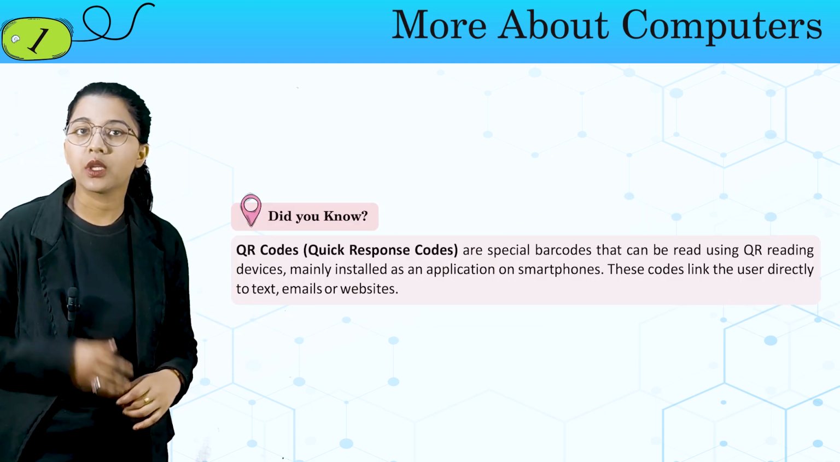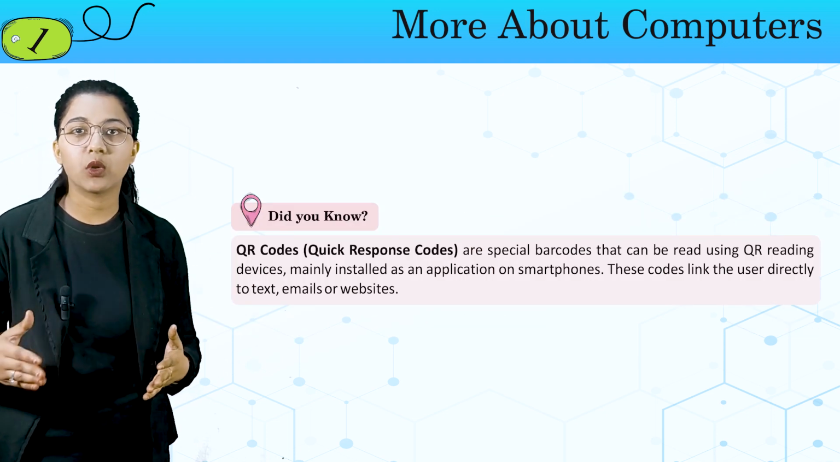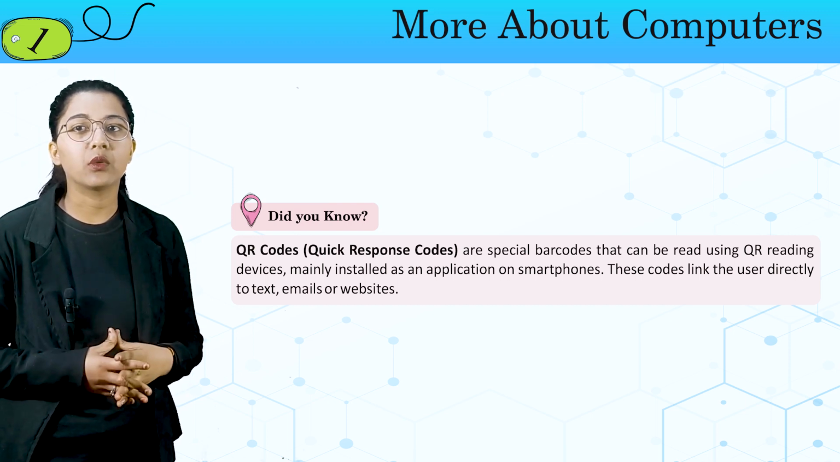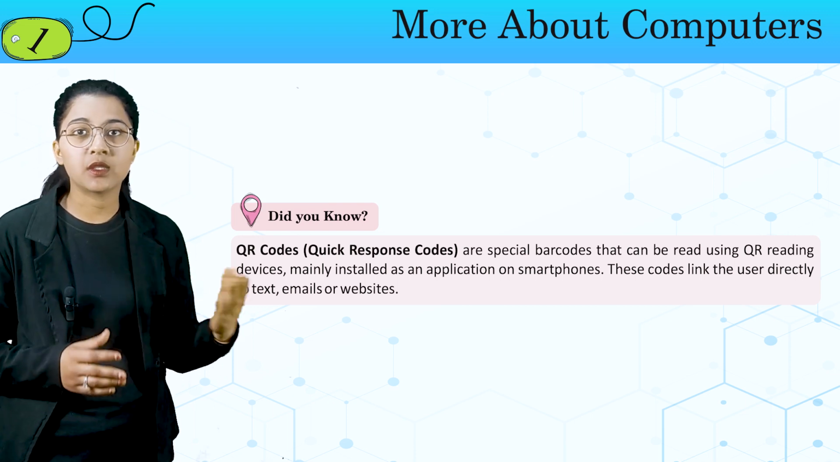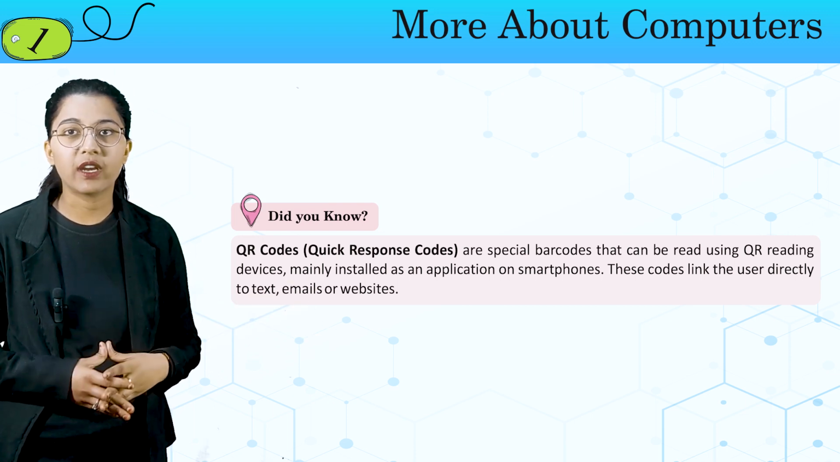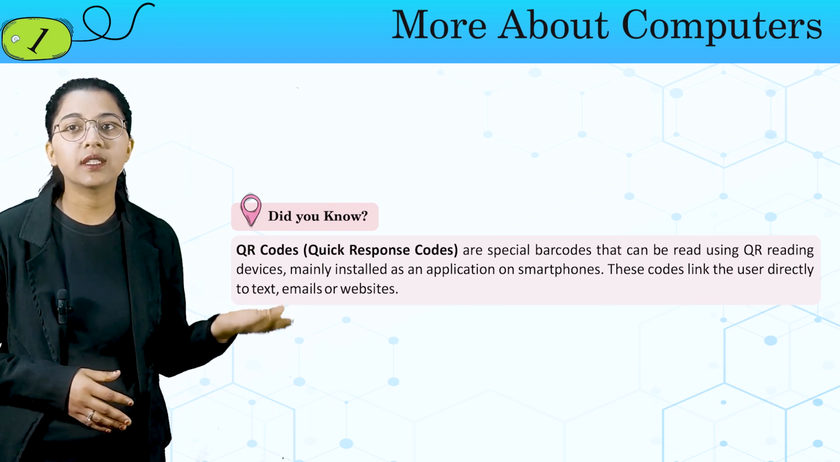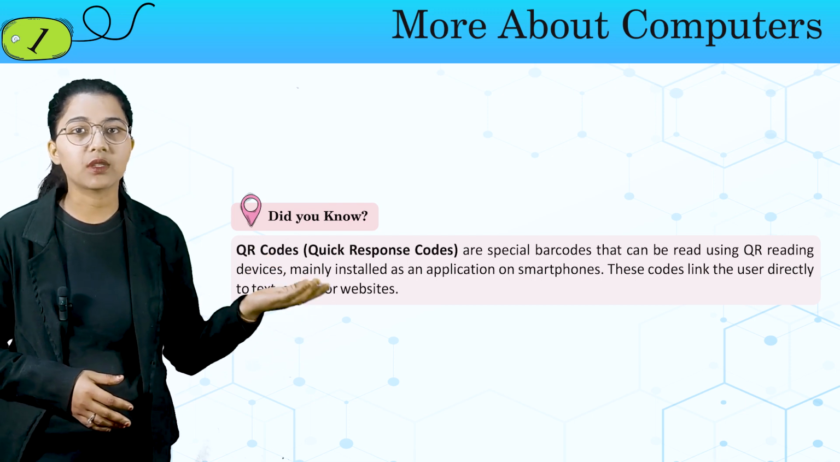Now, did you know QR codes, that is quick response codes, are special barcodes that can be read using QR reading devices mainly installed as an application on smartphones. These codes link the user directly to text, emails or websites.